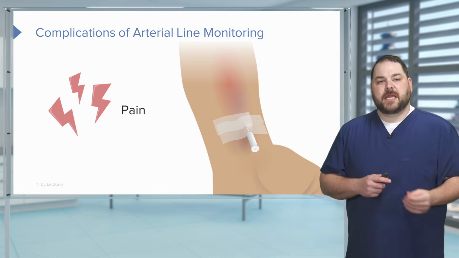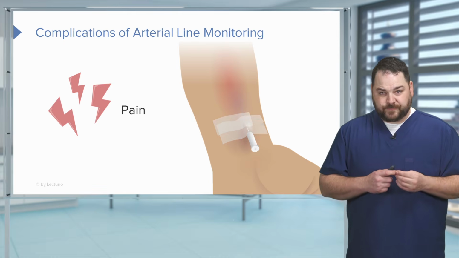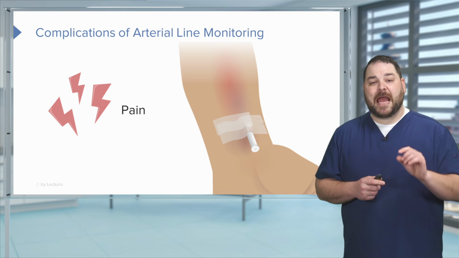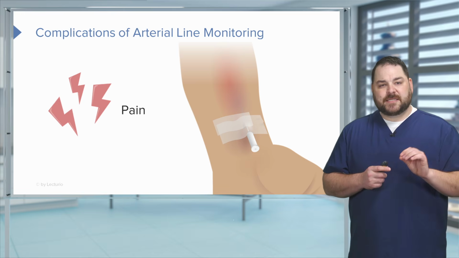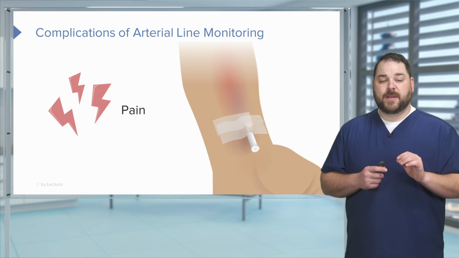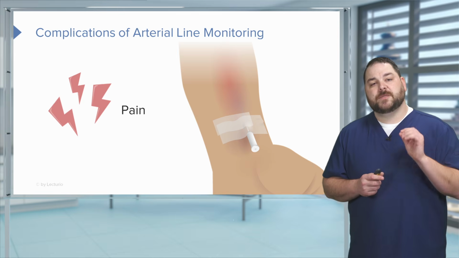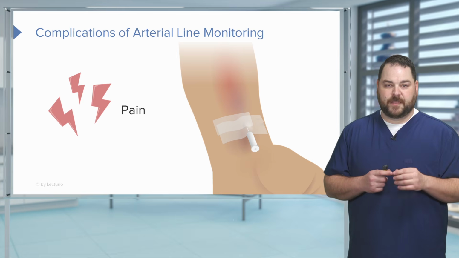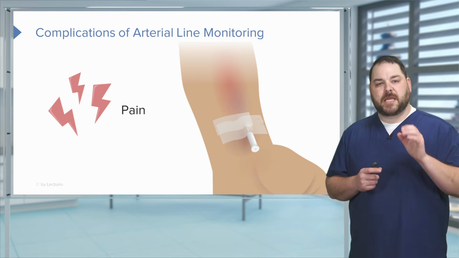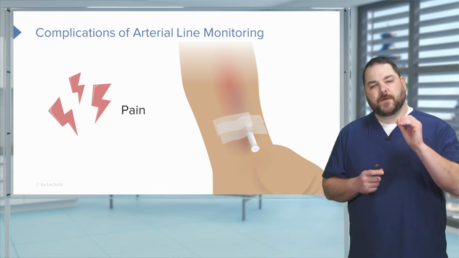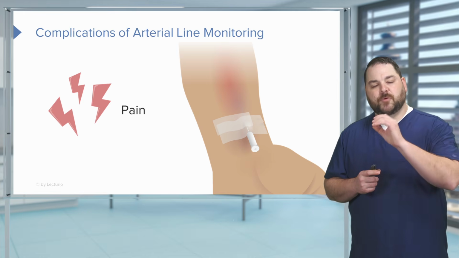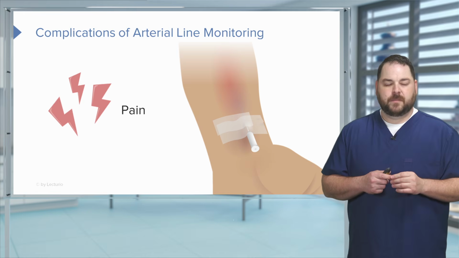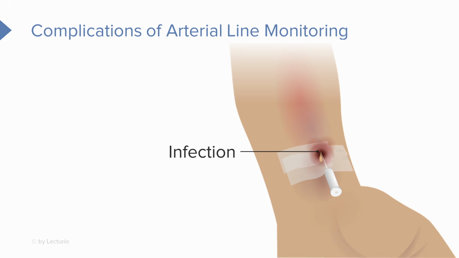Let's go into complications of the arterial line. Our first complication that we may have is pain. Anytime we access an artery, we're going to cause pain to the patient. Hopefully we can do this in a controlled setting and we can give the patient some lidocaine so they don't feel it. What's important is to educate the patient on what's going on, that they'll feel pressure, and that the procedure will be quick.